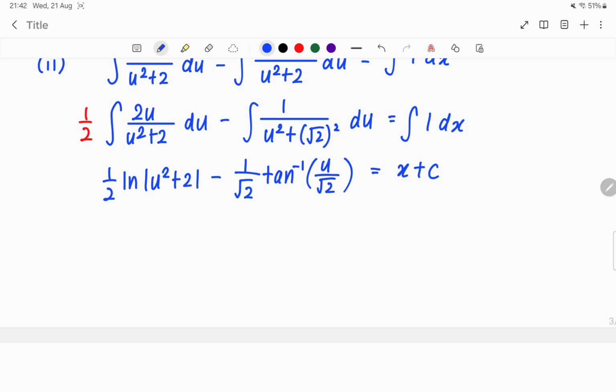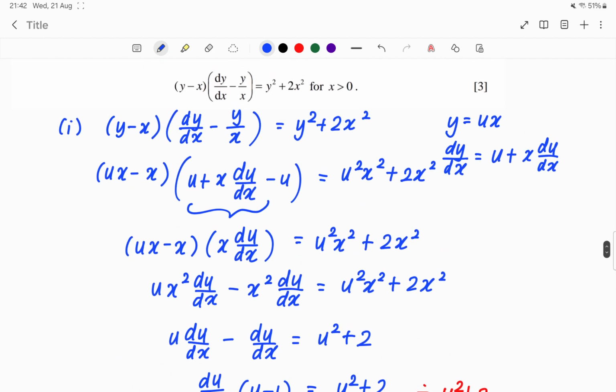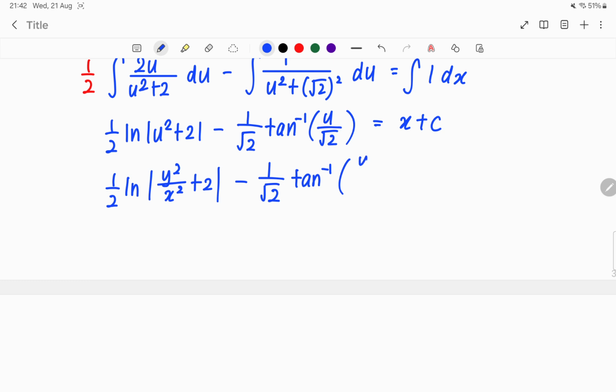Okay, but we want the general solution in terms of x and y, so I will then need to replace all my u with x and y. So u actually equals to y over x, so I will now replace all my u's to become y over x. So this will become y squared over x squared plus 2 minus 1 over root 2 tangent inverse u is y over x, so it will be y over root 2x equals to x then plus c.